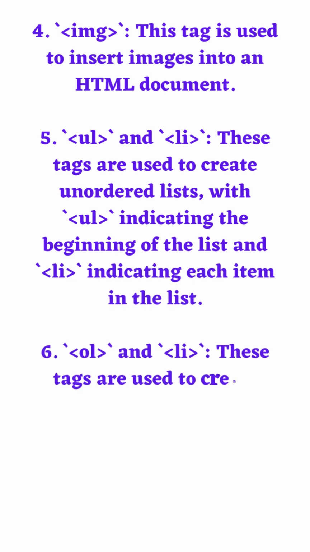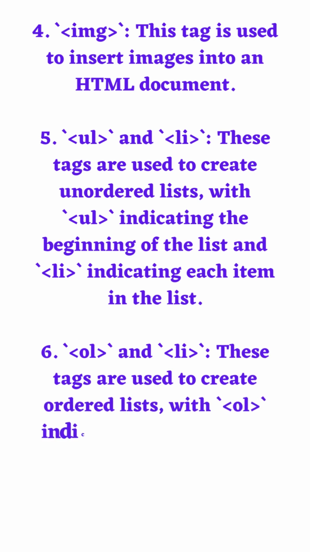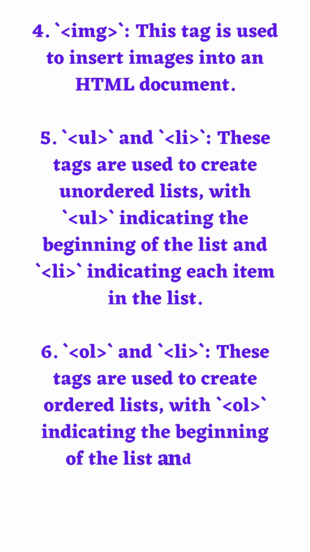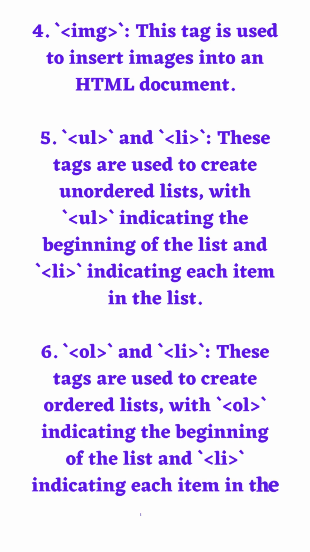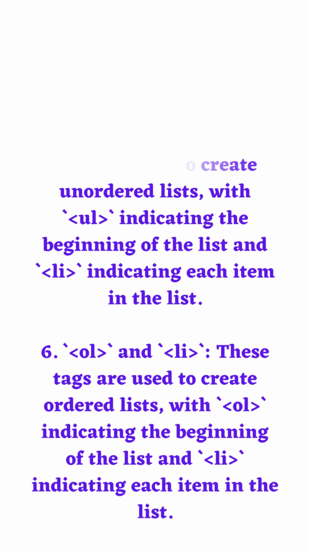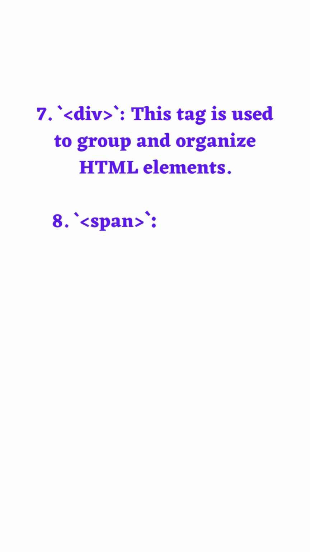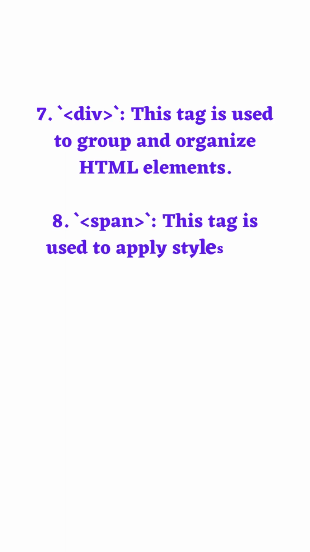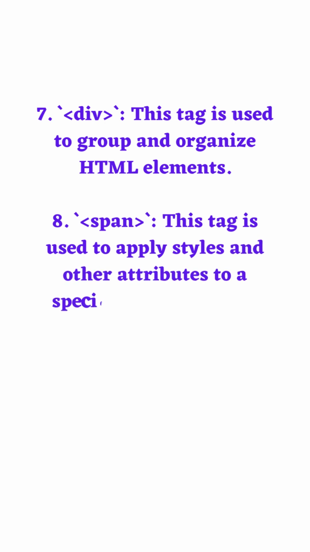OL and LI tags. These tags are used to create ordered lists, with OL tag indicating the beginning of the list and LI tag indicating each item in the list. DIV tag. This tag is used to group and organize HTML elements. Span tag. This tag is used to apply styles and other attributes to a specific section of text.